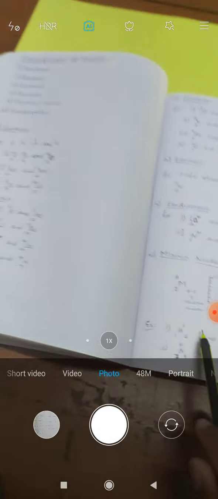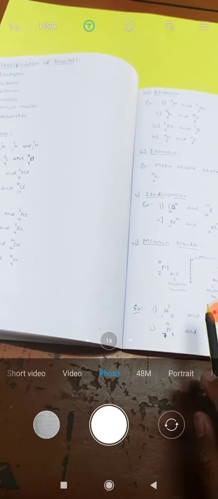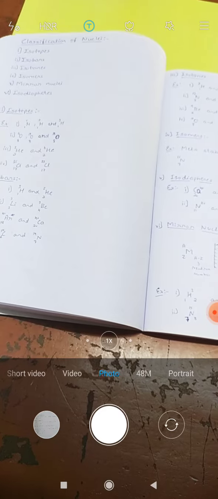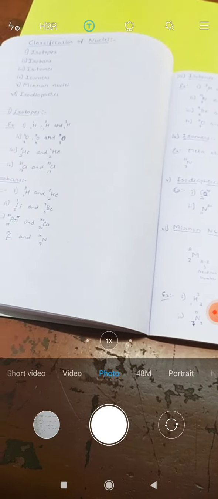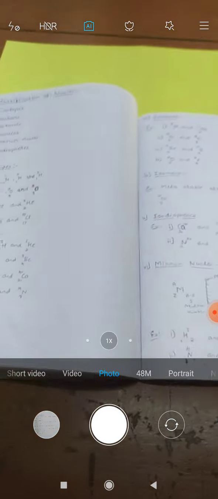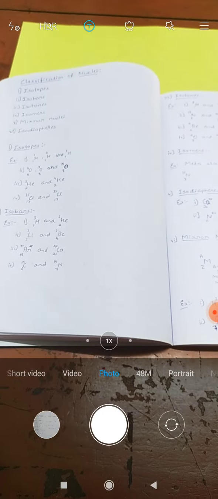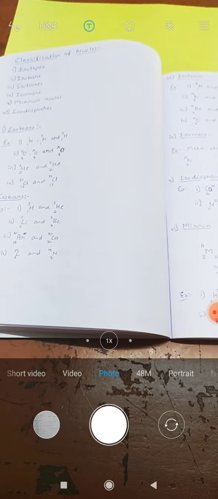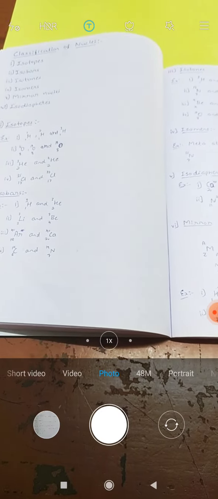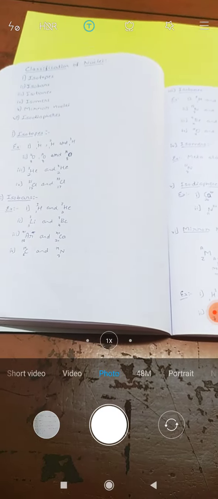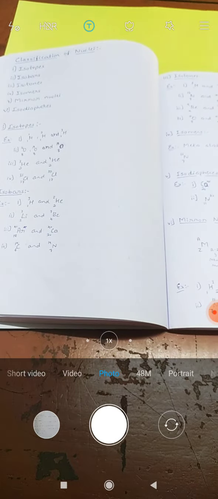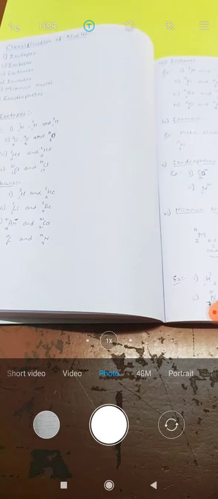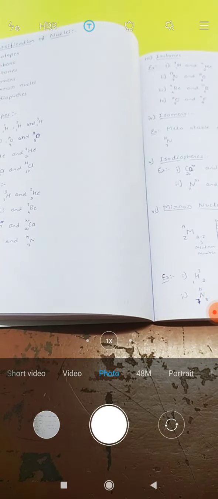This is about the classification of the nucleus of the atom. The classification of the nucleus is on the basis of the number of protons and number of neutrons present in the nucleus of the atom. So there are 6 classifications: isotopes, isobars, isotones, isomers, mirror nuclei and isodiaphers. These are the classification of the nucleus.